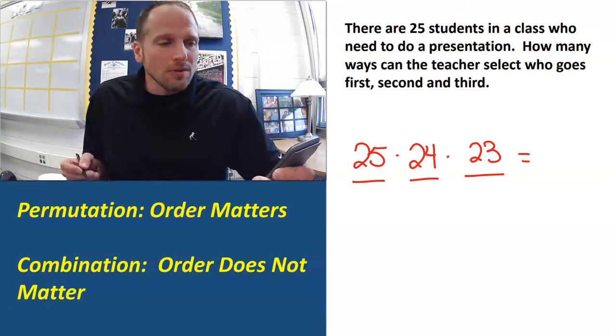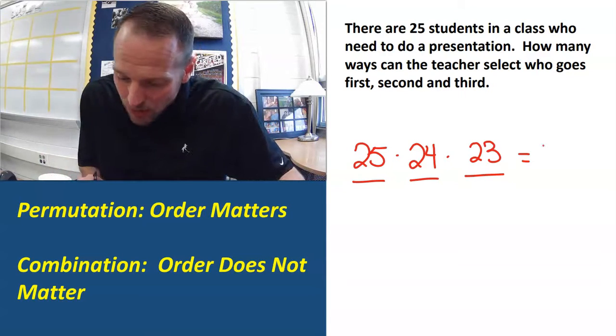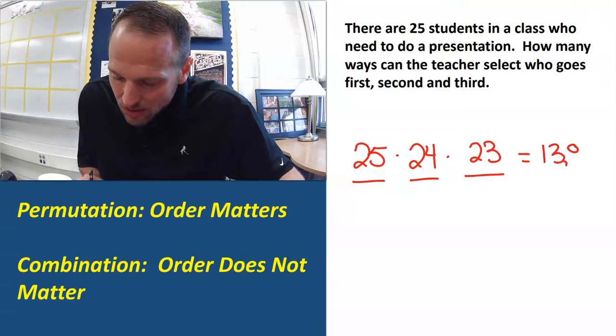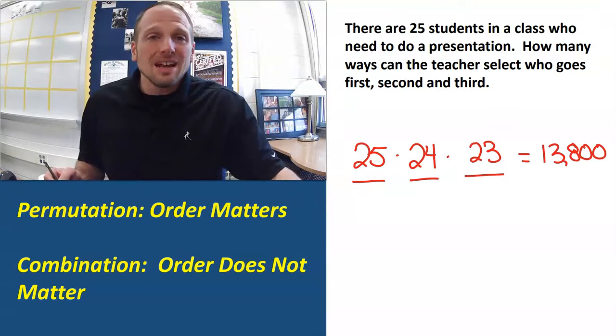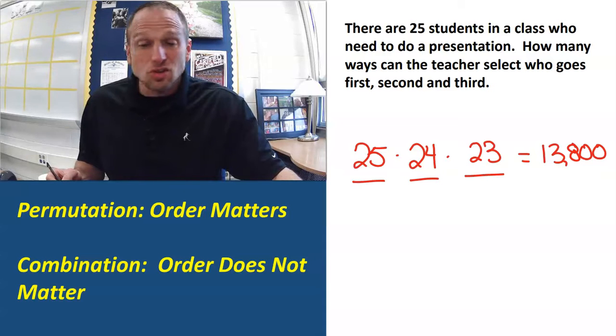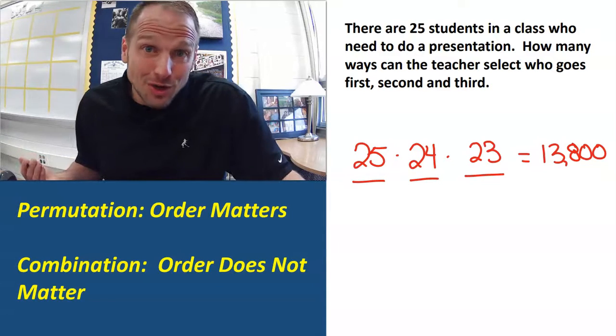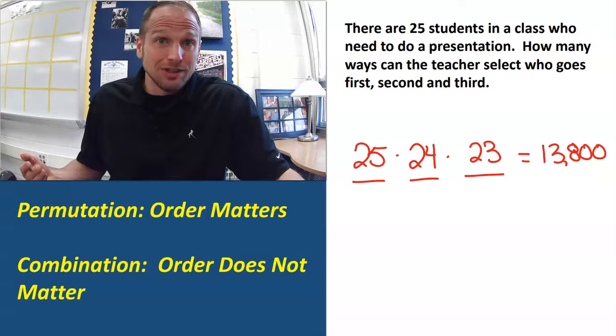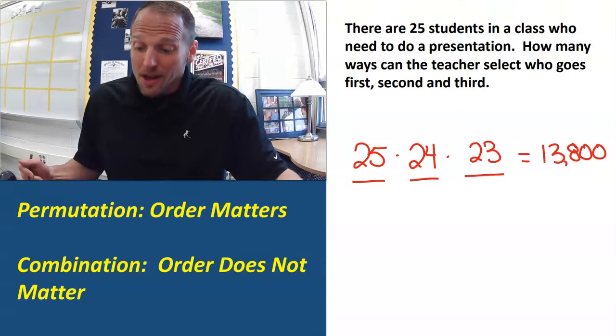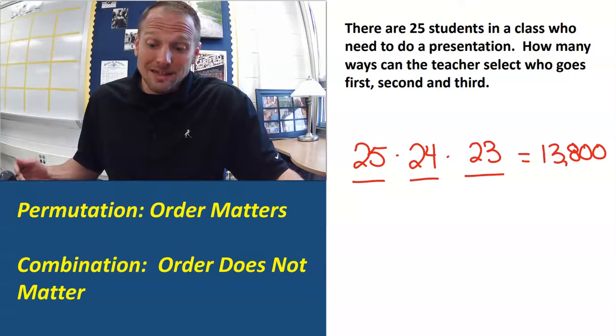25 times 24 times 23 is 13,800. Wow, 13,800 different ways that this could go. So the point of this lesson is be nice to your teachers, because we've got a lot of decisions to make, a lot of stuff going on. 13,800 different ways that we could select from a class of 25, just who's going first or second or third.